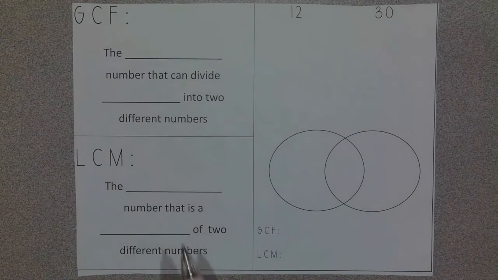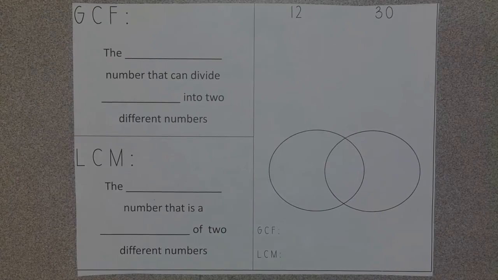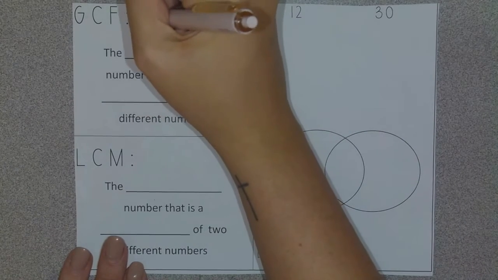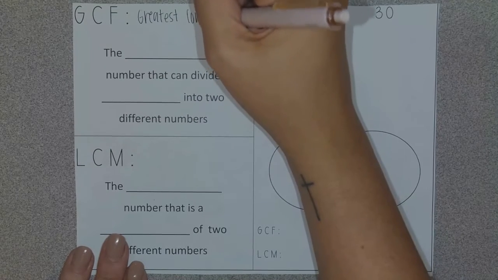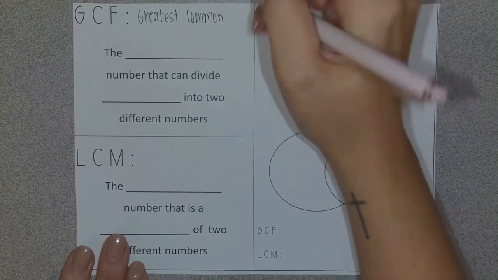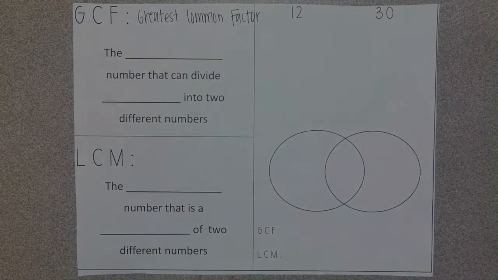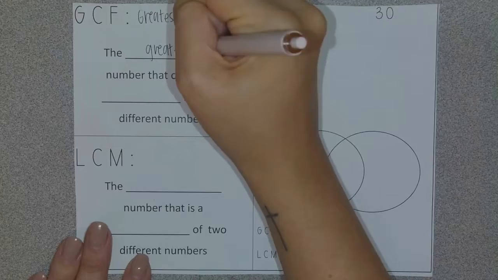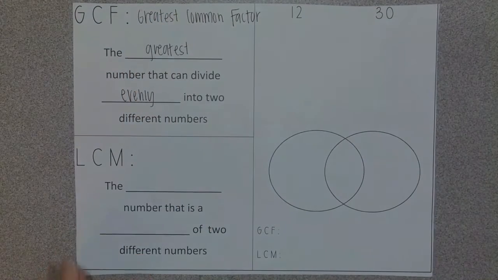All right, so talking about two things today, one of them being GCF, the other one being LCM. So when I say the letters GCF, we're talking about something called the greatest common factor. So remember, factors are numbers that we multiply together to get a product. So we're looking for what is the greatest number that we can divide evenly into two different numbers. So the biggest factor that two different numbers have in common.